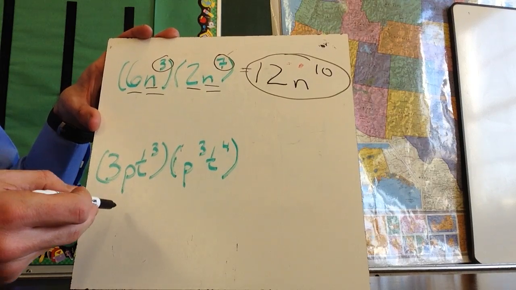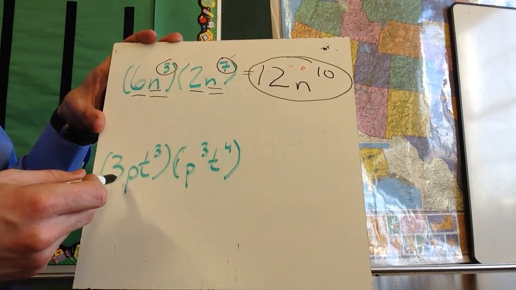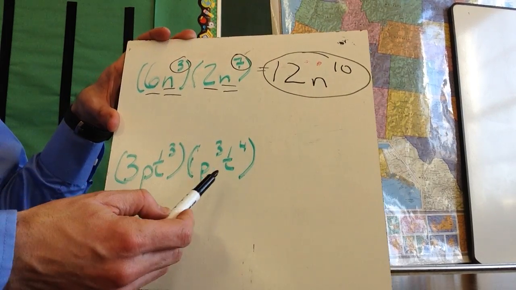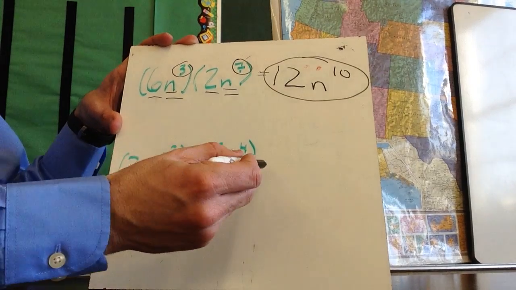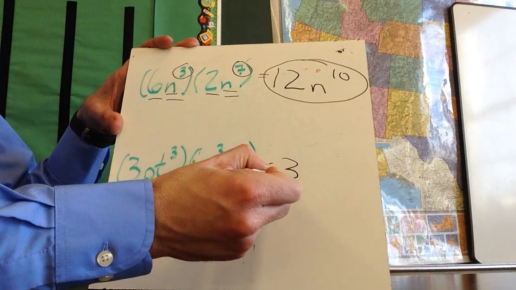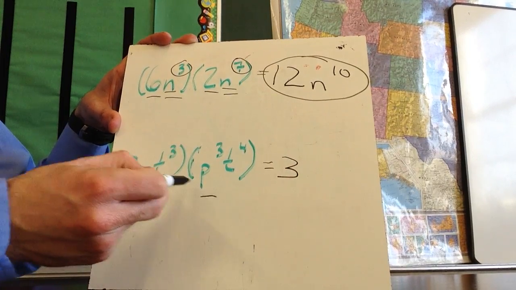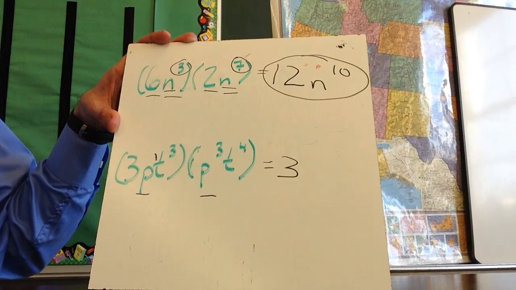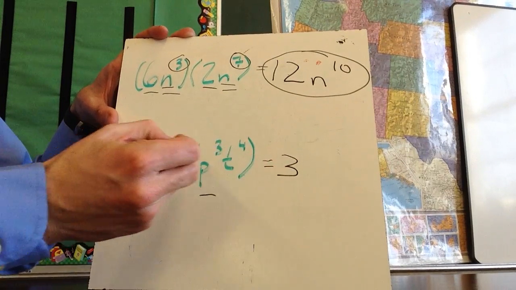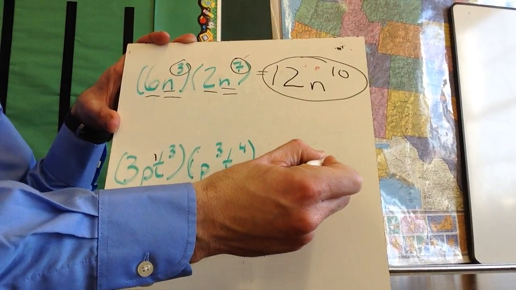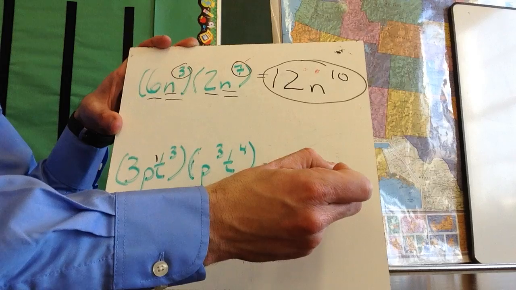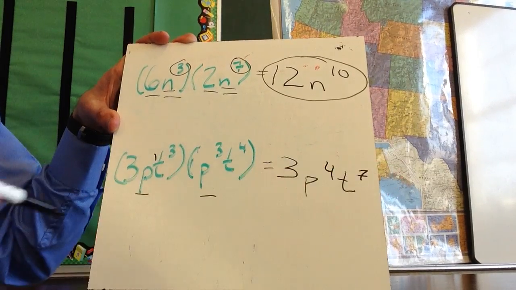Then I've got 3pt to the third. Remember, the 3 is only working on the t, not the p. And then p to the third, t to the fourth. Okay, so I'm going to go numbers first. This is 3. Remember, there's a 1 here, so this is 3 times 1. I'm then going to take p. Remember, this is p to the first, that invisible or assumed 1. P to the first times p to the third, so that's 1 plus 3. That's p to the fourth. And then t to the third times t to the fourth, this is t to the seventh.